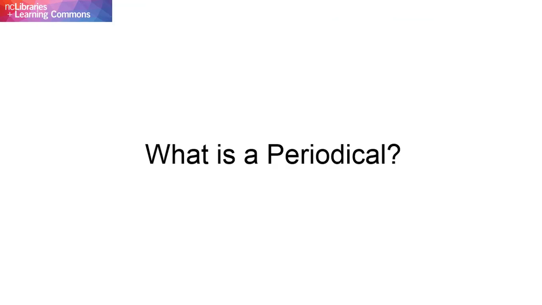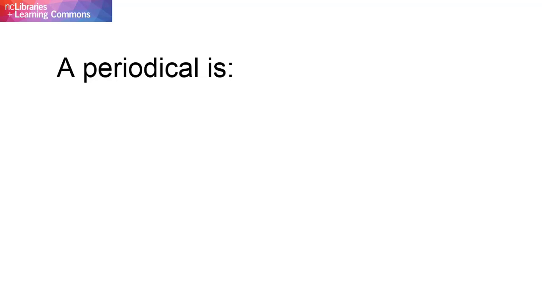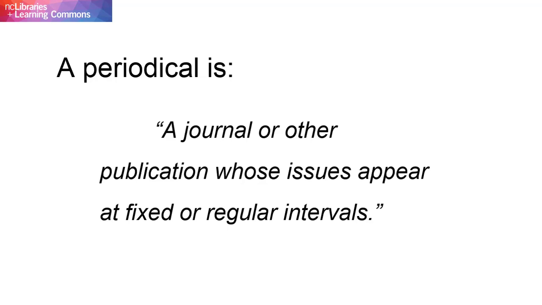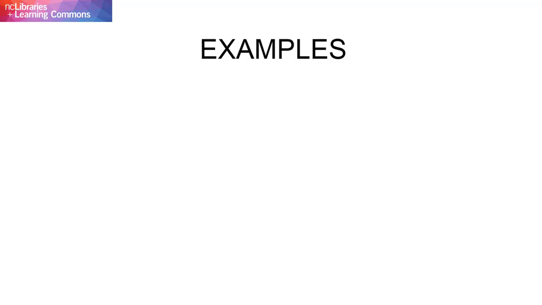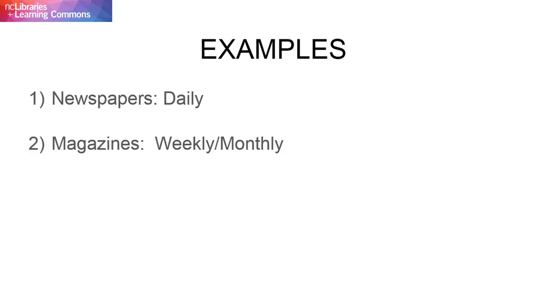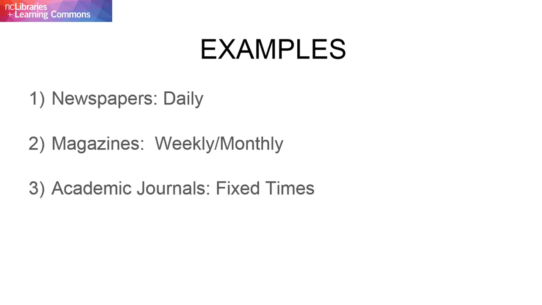So, what is a periodical, you ask? According to the Encyclopedia Britannica, a periodical is a journal or other publication whose issues appear at fixed or regular intervals. Examples of periodicals include newspapers, which are often published daily, magazines, which are often published on a weekly or monthly basis, and academic journals, which are published at fixed times throughout the year as determined by the journal's publishers.